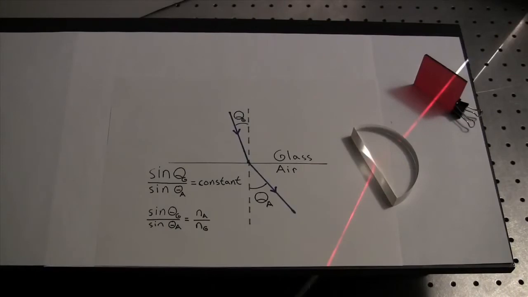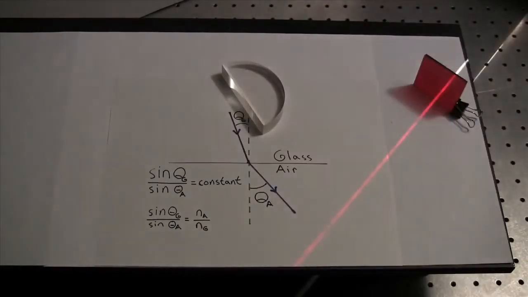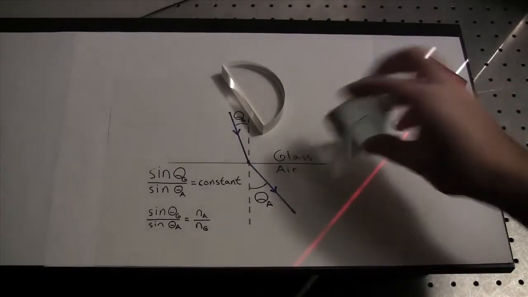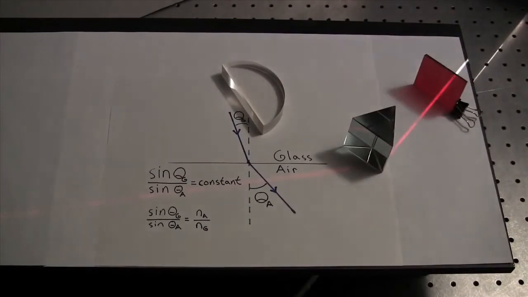This expression allows us to predict what will happen at a planar boundary as we change the angle of incidence, and it also allows us to deal with more complicated shapes, like this triangular prism. It's just a matter of geometry and keeping track of the angles.